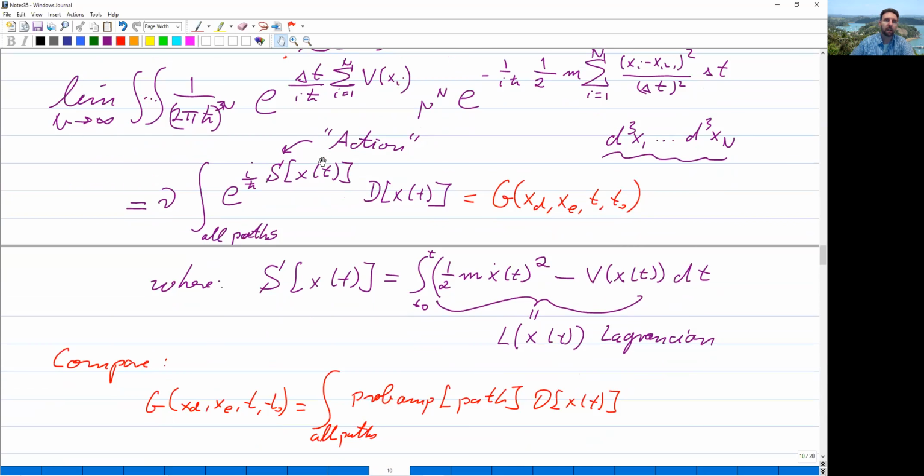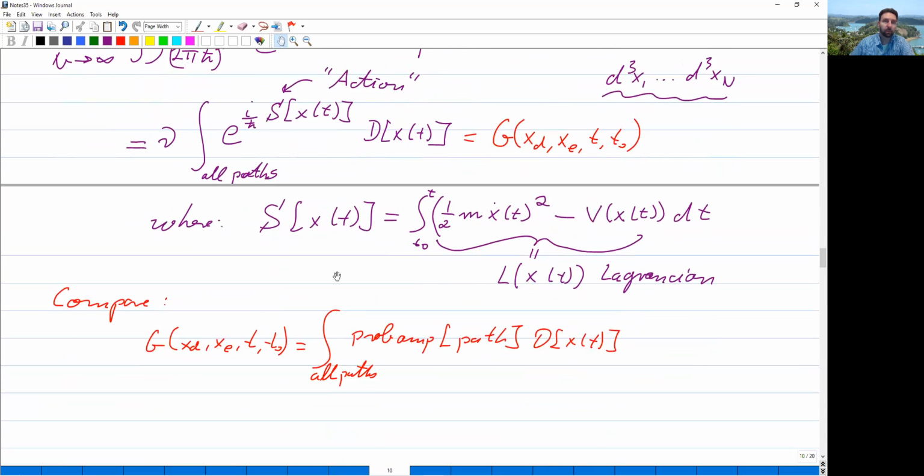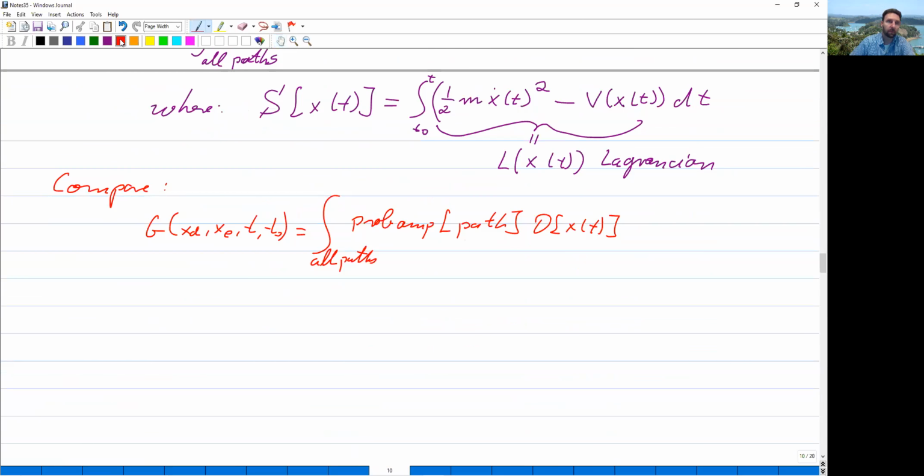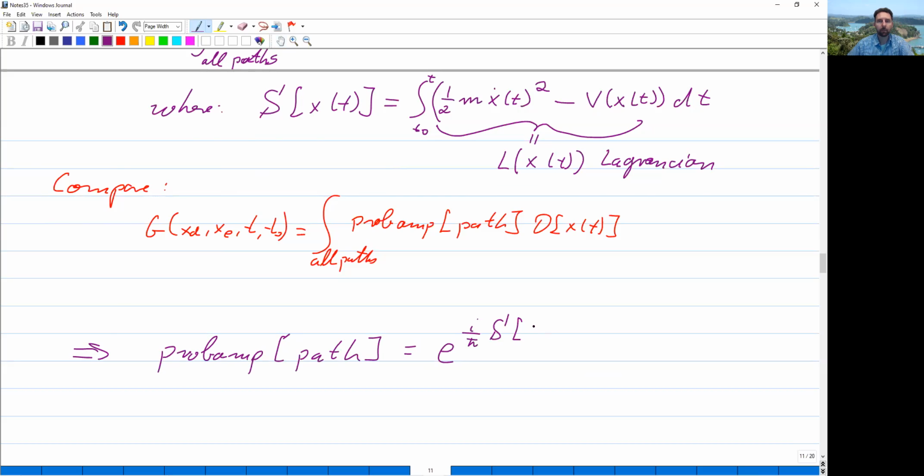The path integral is this expression. And we also know that it is this expression. So therefore, from this, we conclude that the probability amplitude for a given path x(t) is equal to e to the power of i over ħ times the action of the path x(t).